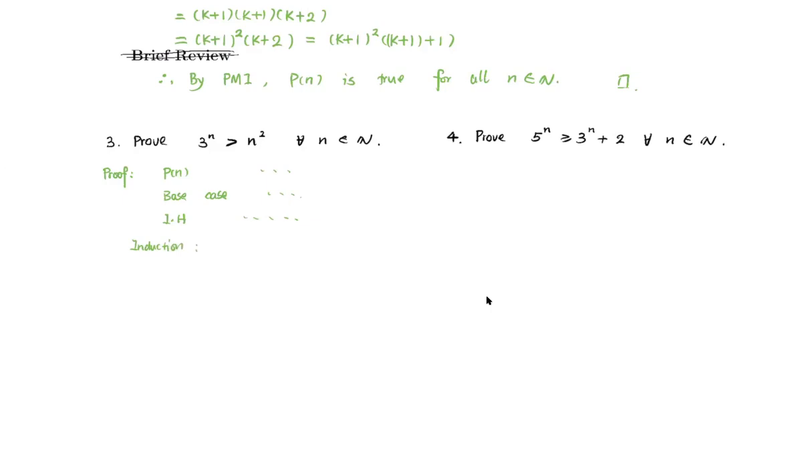So what you need to show, let's write out what we need to show. We need to prove 3 to the k plus 1 is greater than (k plus 1) squared. So this is what we need to prove.